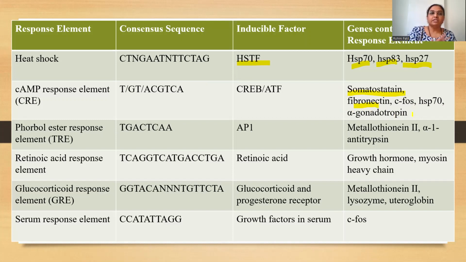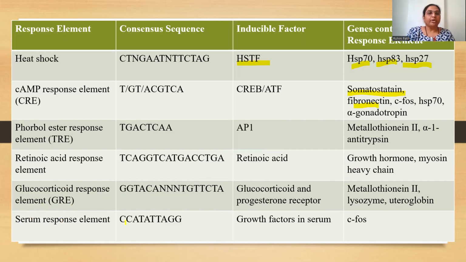In these genes, this CRE response element is present, and its activator is CREB and ATF. Then there is a phorbol ester response element, which is present in metallothionein 2, alpha-1 antitrypsin; the retinoic acid response element, whose inducible factor is retinoic acid, and the response element is present in the growth hormone, myosin heavy chain; then the glucocorticoid response element, GRE; then there is a serum response element.